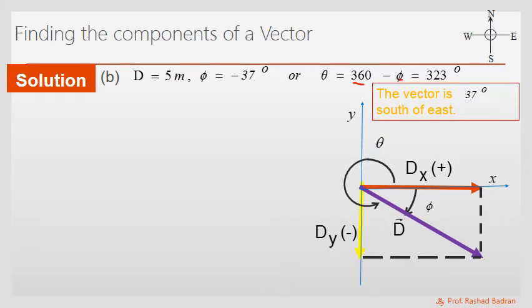Now it's obvious that the vector in the fourth quadrant has two components: the x component along the x-axis, which is positive, and the y component along the y-axis, which is negative.